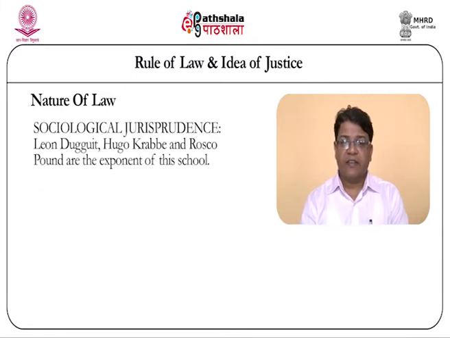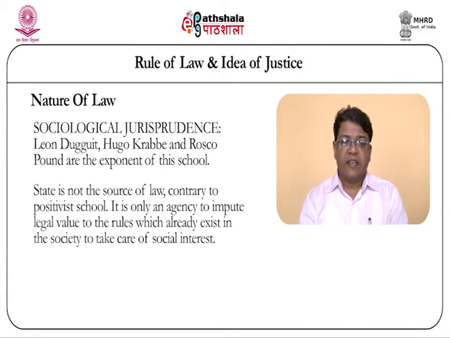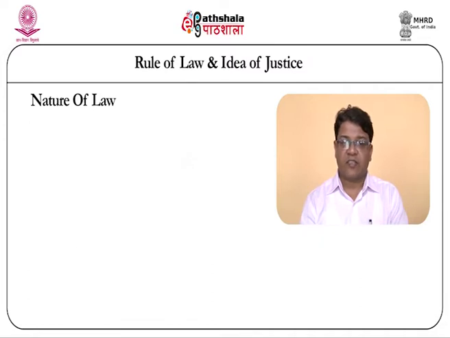The fourth strand is sociological jurisprudence, developed by Dickett, Hugo Crabb, and Roscoe Pound. They are the greatest exponents of this school. What this theory emphasizes is that the state is not the source of law, which is quite contrary to the school of positivism. They emphasize that it is only an agency to impute legal value to the rules which already exist in society to take care of social interest.